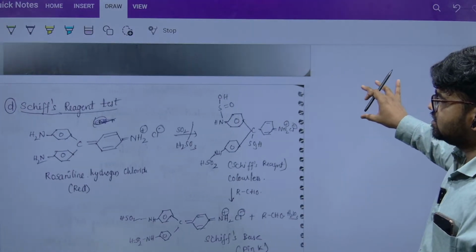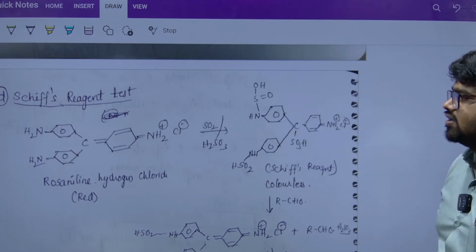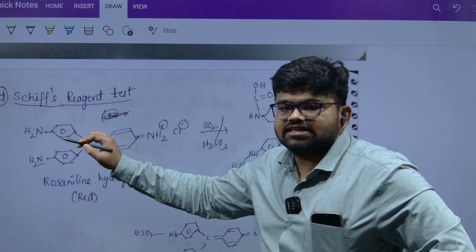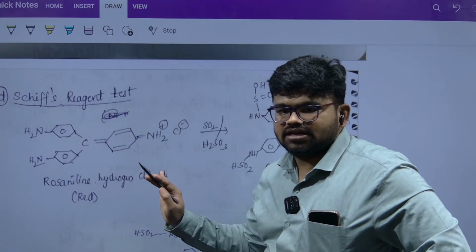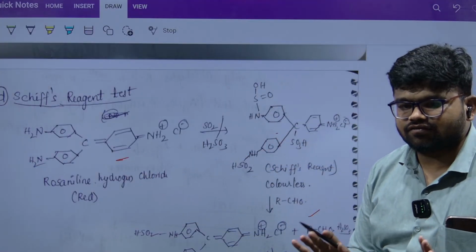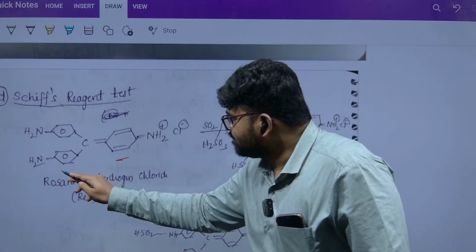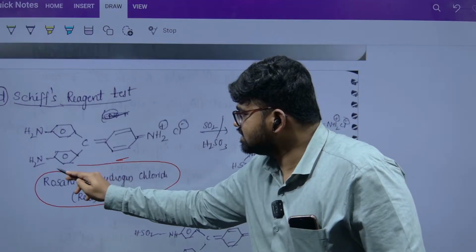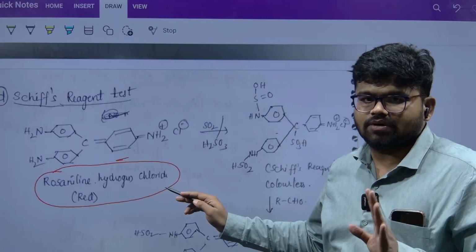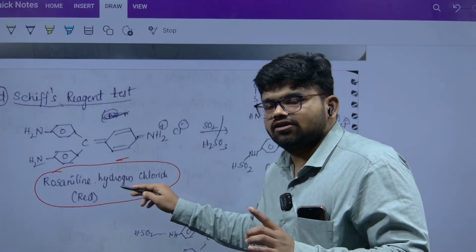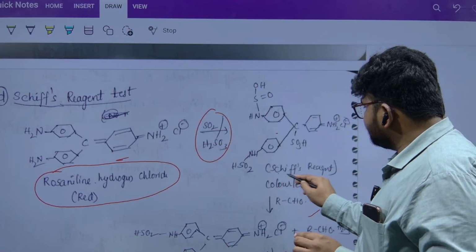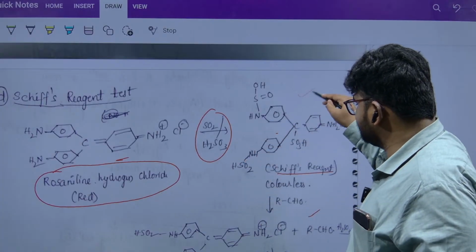Next, the last one. See, we are almost come to the end. So here you can see Schiff's reagent test. In Schiff's reagent test, first I'm telling, don't remember the structures. Just for your kind information I have given them. Instead of these structures, what we will use in this Schiff's test is rosaniline hydrogen chloride. This name you remember, rosaniline hydrogen chloride. After that, in the presence of SO2 it is giving Schiff's reagent. Okay, first this is nothing but Schiff's reagent.